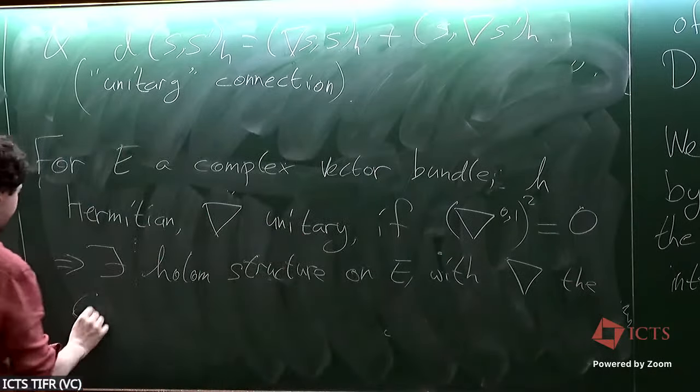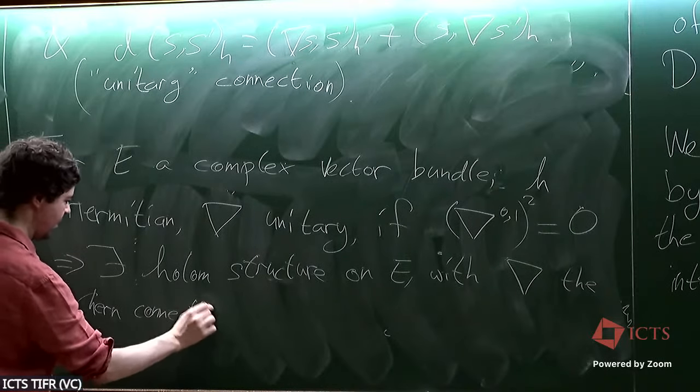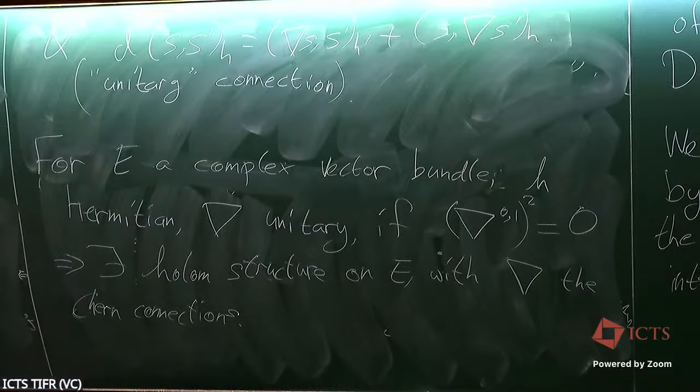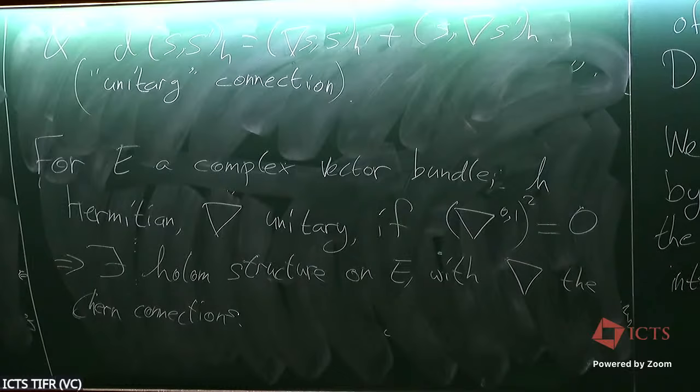So it's often useful in this story to take two perspectives. One is to fix a holomorphic vector bundle and vary the Hermitian metric. The other perspective is to fix a complex Hermitian vector bundle and vary the connection. And this says exactly how they're equivalent, depending on how much you want to worry about this integrability condition.